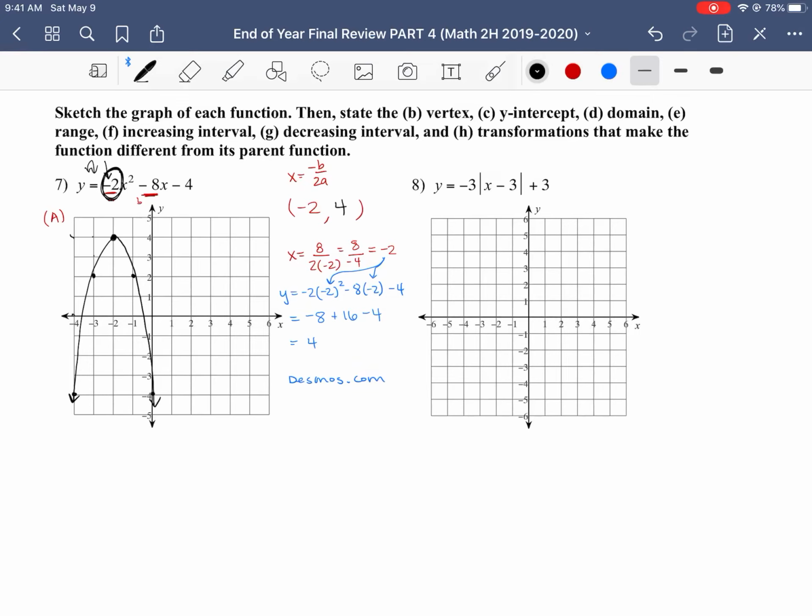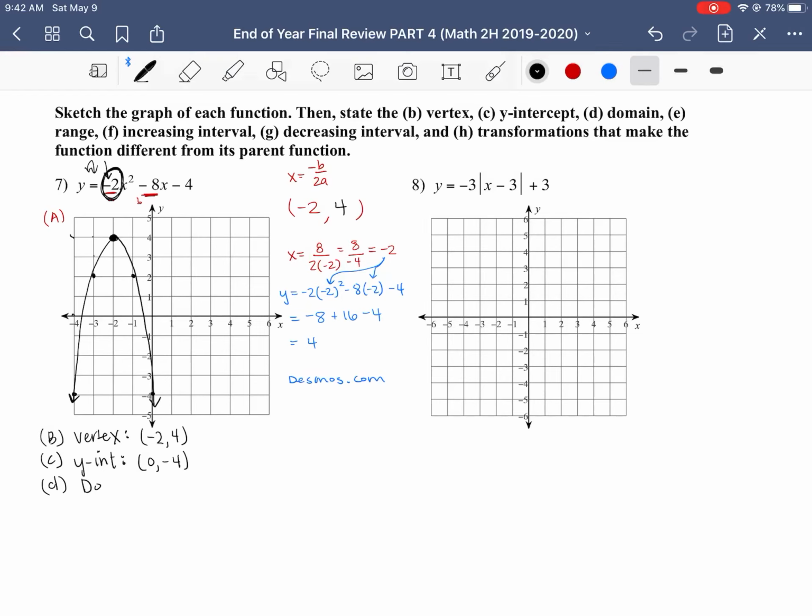Okay. All right, let's identify these pieces. So part B is asking us to find the vertex. We already found the vertex, so we're good there. Negative 2, 4. Again, remember the vertex is that high or low point there. That one would be a maximum at the top. Part C is asking us to find the y-intercept. So if you look at the graph, where does it cross the y-axis? Right there, where it's touching. So we're going to have the point 0, negative 4. That would be our y-intercept.